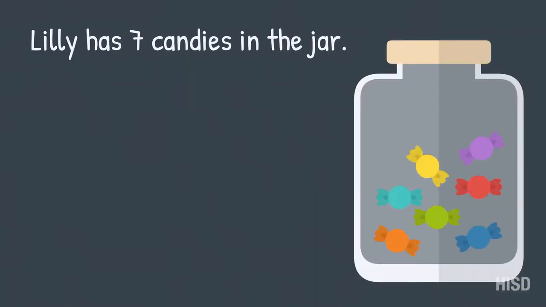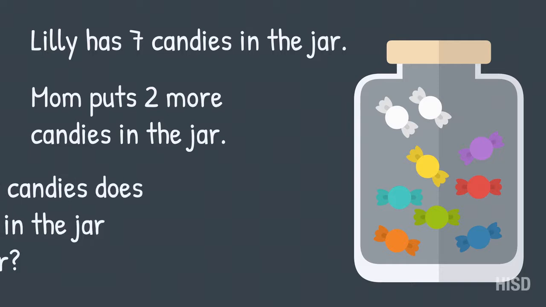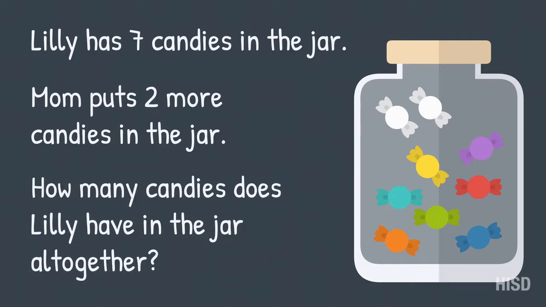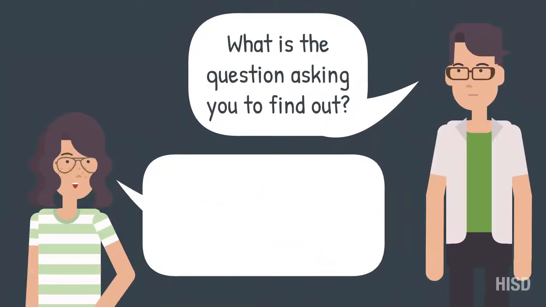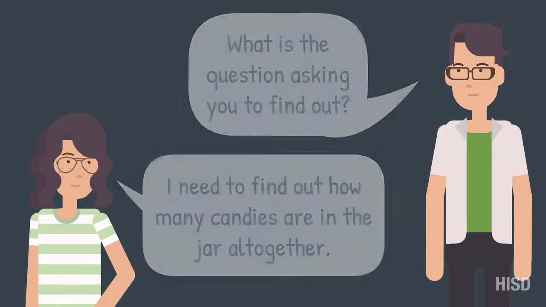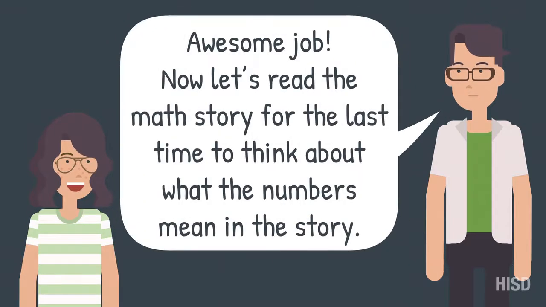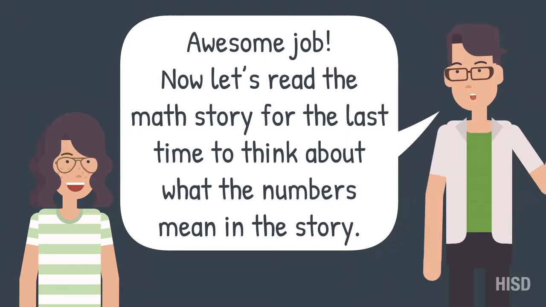Lily has 7 candies in the jar. Mom puts 2 more candies in the jar. How many candies does Lily have in the jar altogether? What is the question asking you to find out? I need to find out how many candies are in the jar altogether. Awesome job! Now let's read the math story for the last time to think about what the numbers mean in the story.